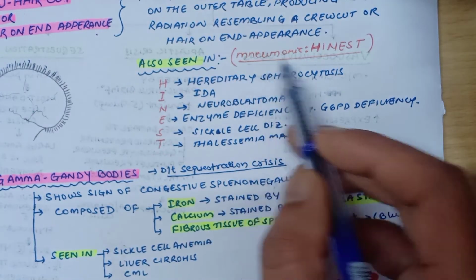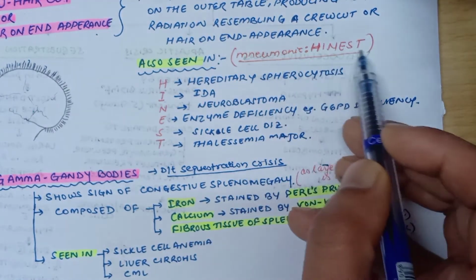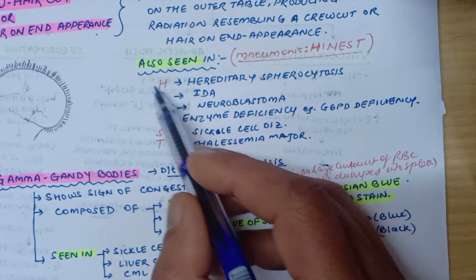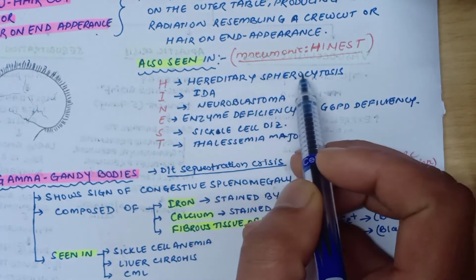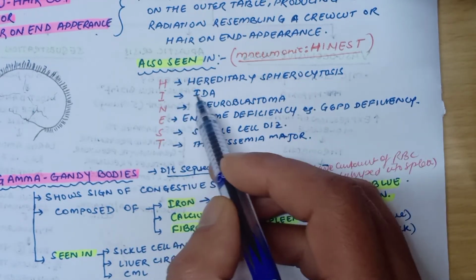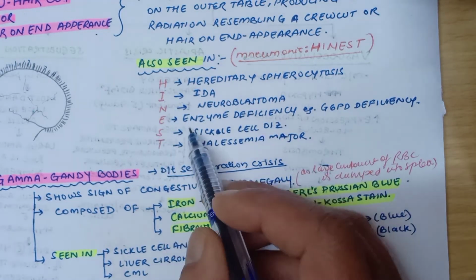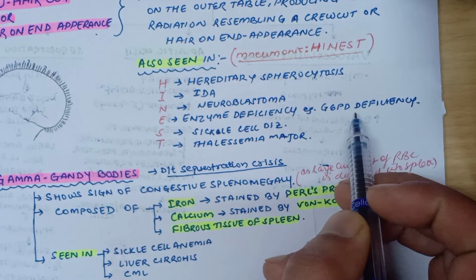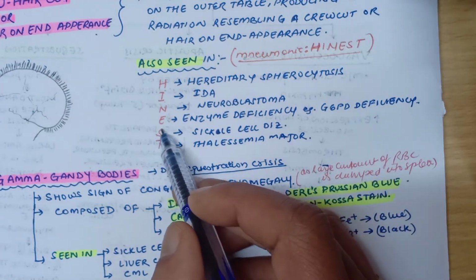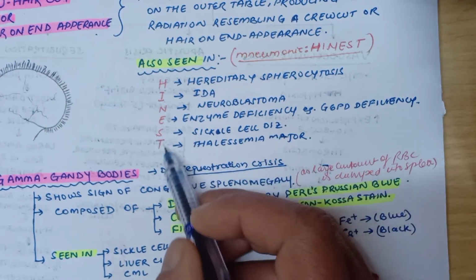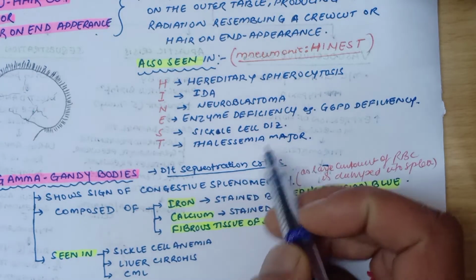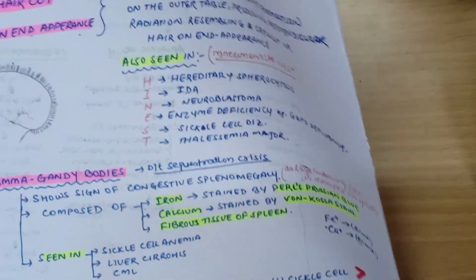There is a mnemonic, HINEST, where H is hereditary spherocytosis, I is iron deficiency anemia, N is neuroblastoma, E is enzyme deficiency like G6PD deficiency, S is sickle cell anemia, and T is thalassemia major.